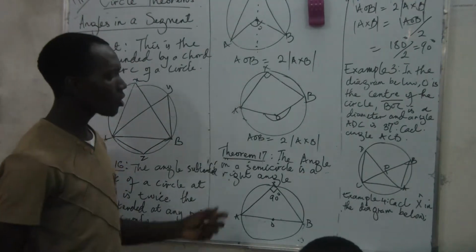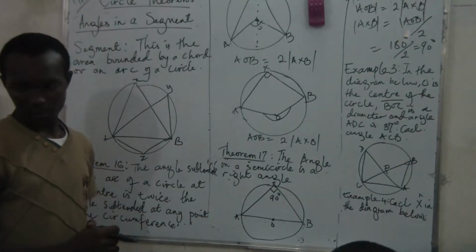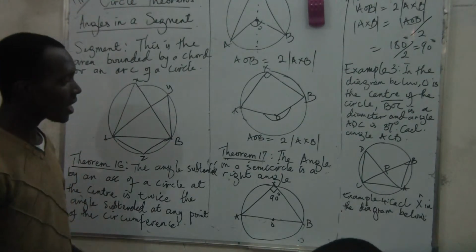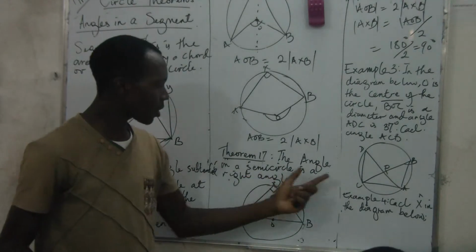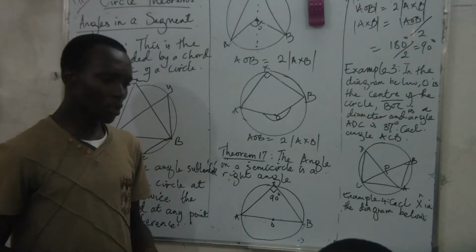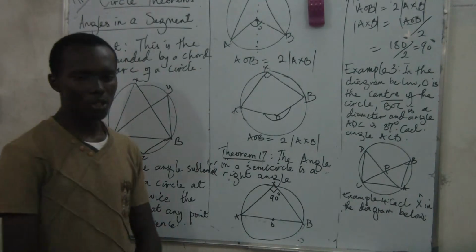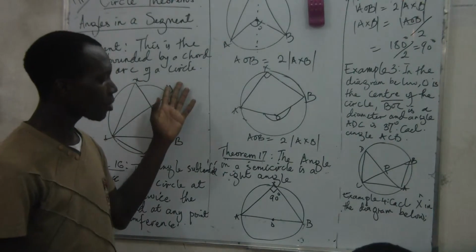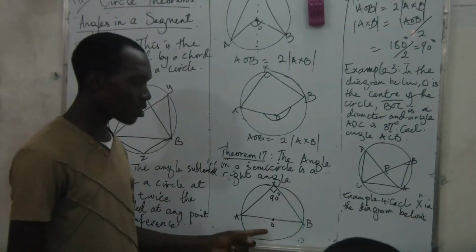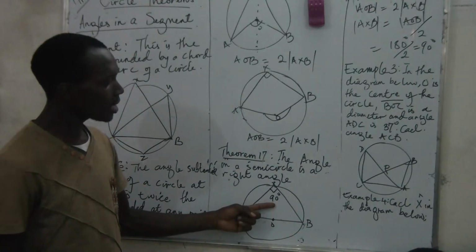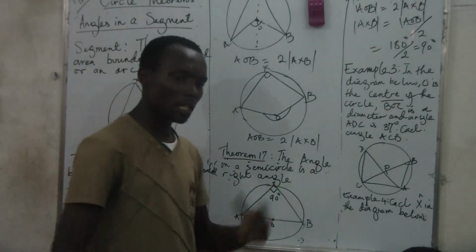The next theorem we'll look at is theorem 17. Theorem 17 says that the angle in a semicircle is a right angle. Now, it gives us thoughts. Why should the angle found in a semicircle be a right angle? Recall from theorem 16, we said that the angle subtended at the center of a circle is twice that subtended at any other point of the segment.